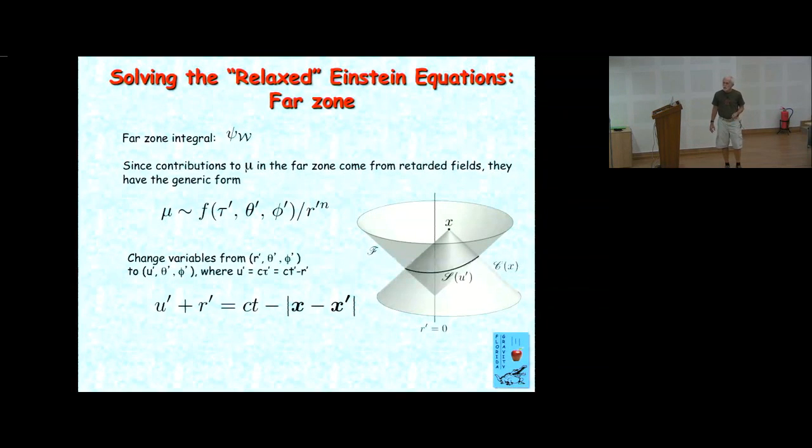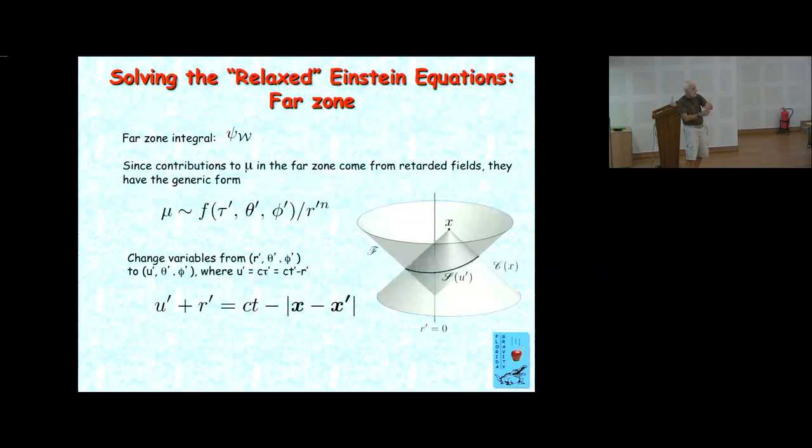But if you realize that in the far zone, all the contributions to this source come from the fields themselves. There's no matter out here anymore. The matter was confined deep within the near zone. So it's only that Landau-Lifshitz stuff that contributes in the far zone. And that thing is made up of fields that themselves are retarded fields.